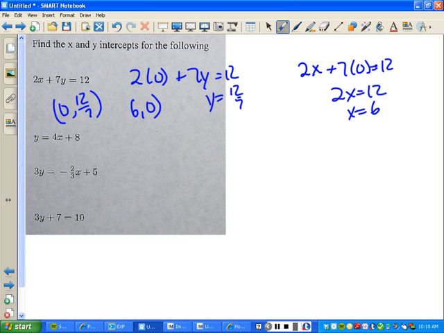Questions on that? Yes? Good question. The question is, on a test, do you have to write it as an ordered pair? The answer is, I don't really care. I get so happy when I see 6 down there somewhere that I'm just like, yay. Get to give somebody credit.